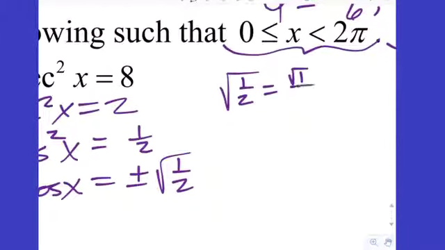That's the same thing as the square root of 1 over the square root of 2. It's the same thing as 1 over the square root of 2, which we recognize more as square root of 2 over 2.